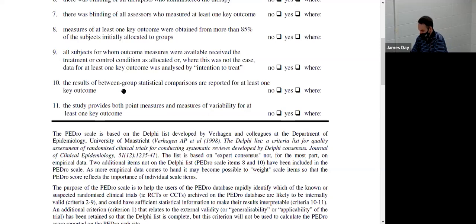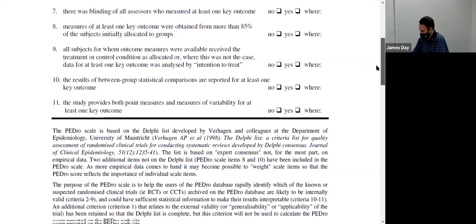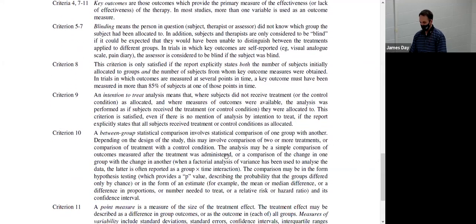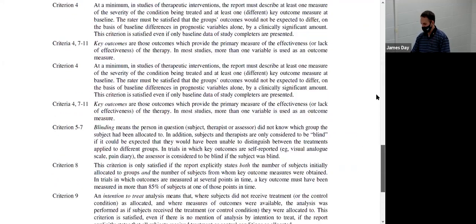10, results of, and then now we get into statistical validity. Results of between group statistics comparison are reported for at least one key outcome. Right? I mean, I've never seen a study that didn't get awarded that point. And the study provides both point measures and measures of variability for at least one key outcome. And that is those standard deviations, confidence intervals, standard errors, different things like that are reported. Right? Again, the back page here describes the different categorizations.